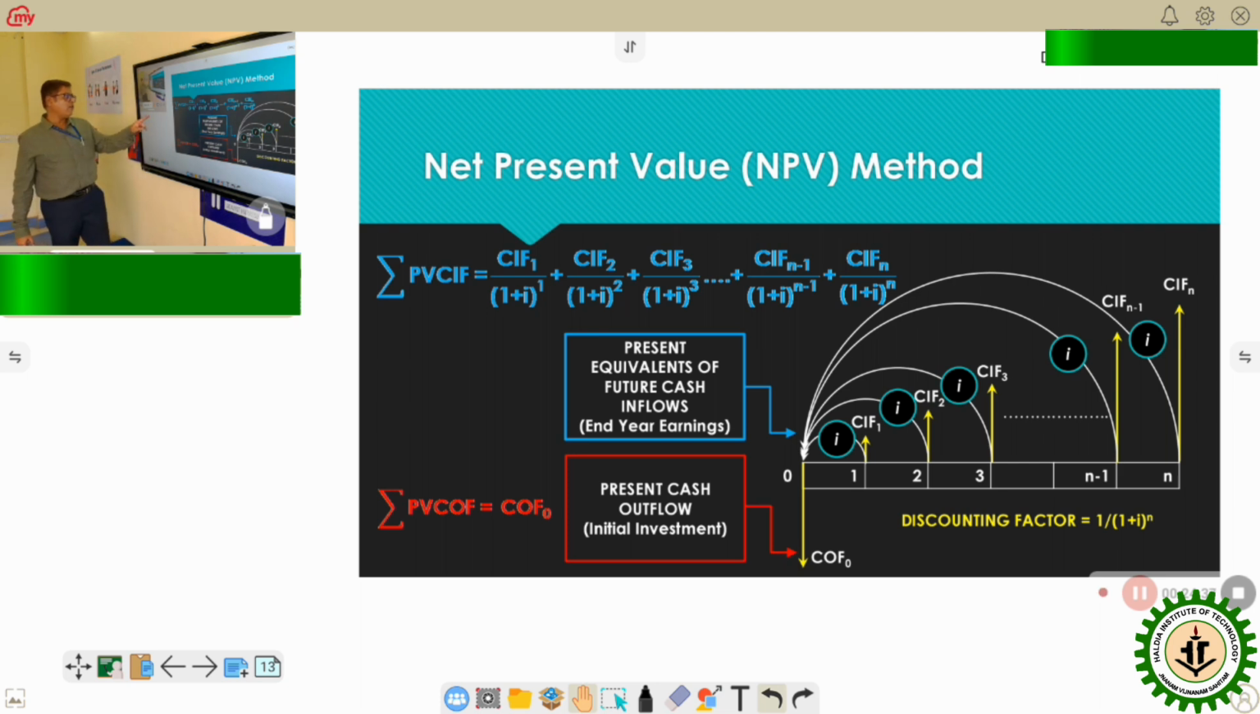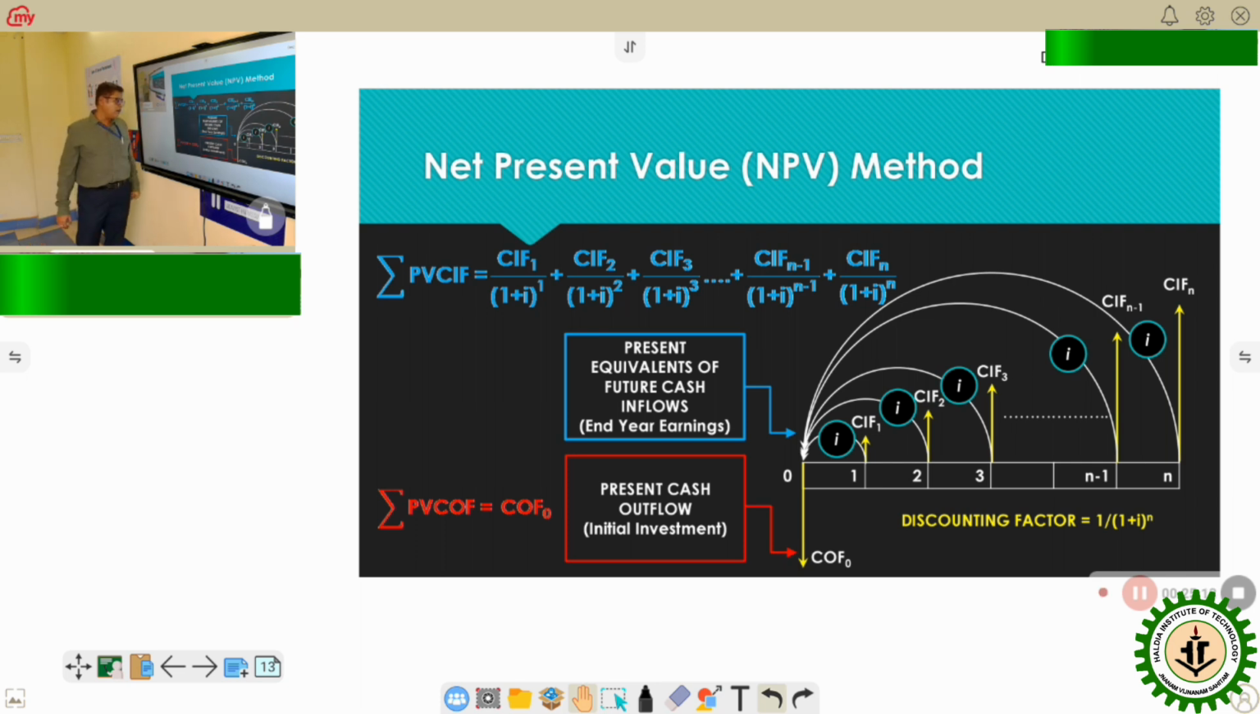So whenever we are converting, we are multiplying CIF1 with the discounting factor 1 by 1 plus I whole to the power 1. Similarly, for CIF2, we will multiply CIF2 by 1 by 1 plus I whole square. For CIF3, we will multiply it by 1 by 1 plus I whole cube. And for the last one, that is CIFN, we will multiply by 1 by 1 plus I whole to the power n. So this is the present value of cash inflow, only the inflow part.